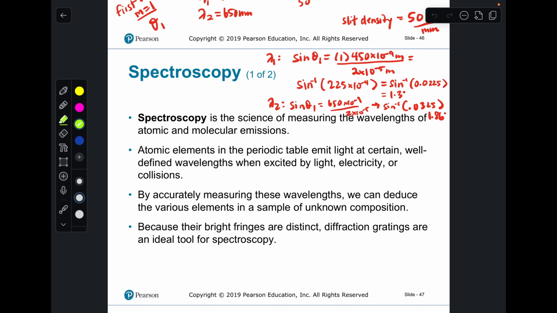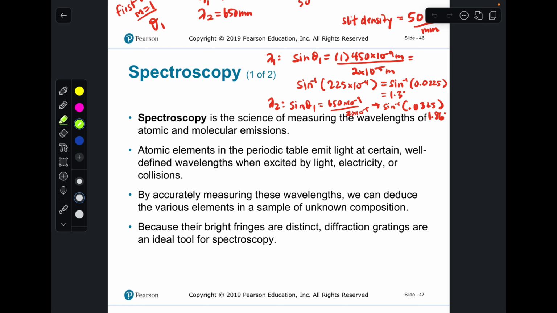So let's talk about an application of this, okay? The multi-slit diffraction is a very useful tool, and it is used a lot. It's used in spectroscopy, which is the science of measuring the wavelengths of atomic and molecular emissions, right? There's no way to directly measure the wavelength of light that comes from, let's say, a transition of a carbon atom, where the electron goes from one valence shell to another, right? We don't have a direct way of measuring the wavelength of that.